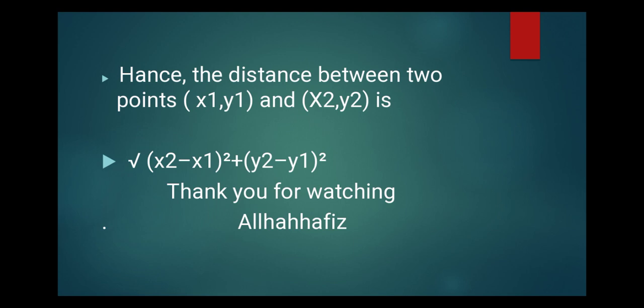Hence, the distance between two points (x1, y1) and (x2, y2) is the square root of (x2 minus x1) squared plus (y2 minus y1) squared, which is the distance formula, or the distance between two points formula.